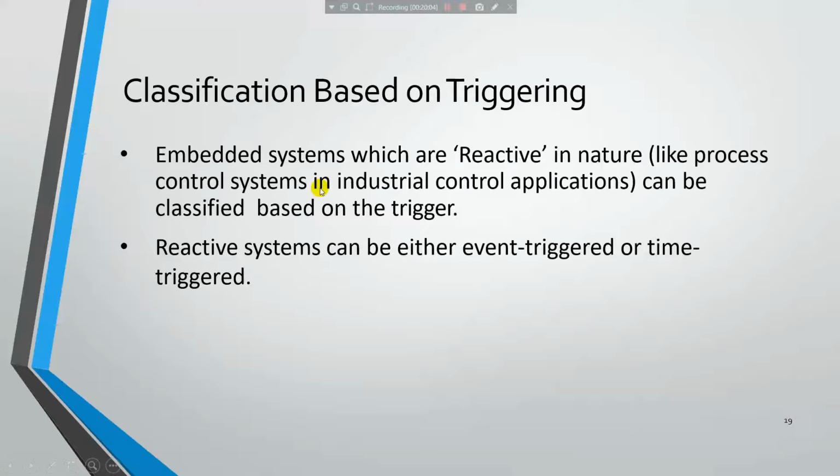Next, embedded systems which are reactive in nature, like process control systems in industrial applications. Control systems can be classified based on the trigger. A reactive system can either be event triggered or time triggered.